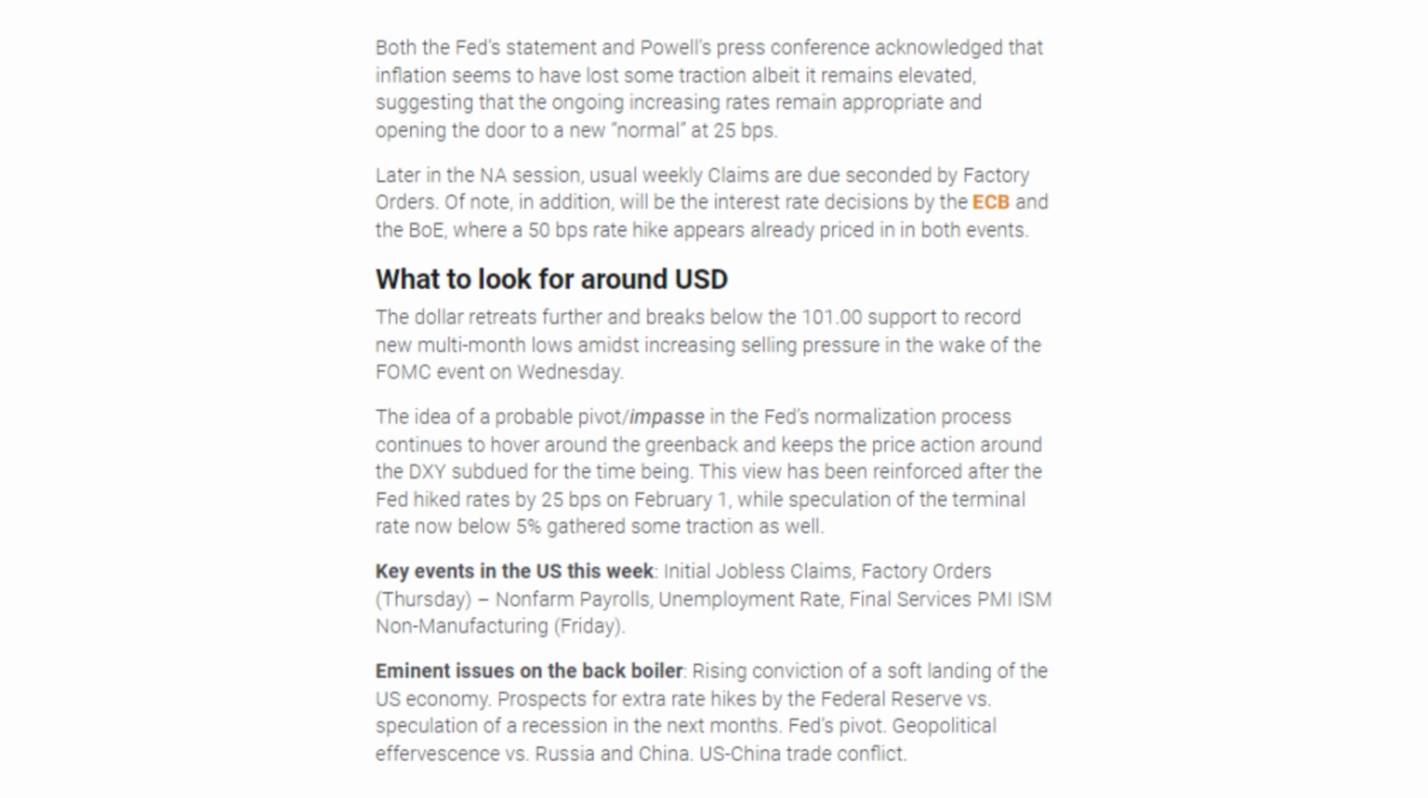Key events in the U.S. this week: initial jobless claims, factory orders, Thursday; non-farm payrolls, unemployment rate, final services PMI, ISM non-manufacturing, Friday. Eminent issues on the back burner: rising conviction of a soft landing of the U.S. economy, prospects for extra rate hikes by the Federal Reserve versus speculation of a recession in the next months, Fed's pivot, geopolitical effervescence versus Russia and China, U.S.-China trade conflict.